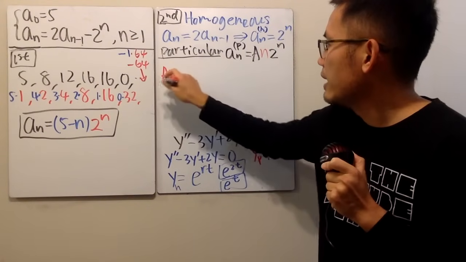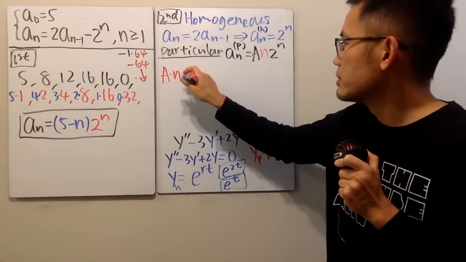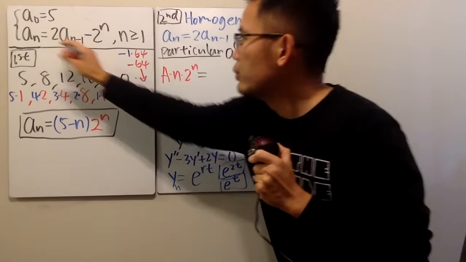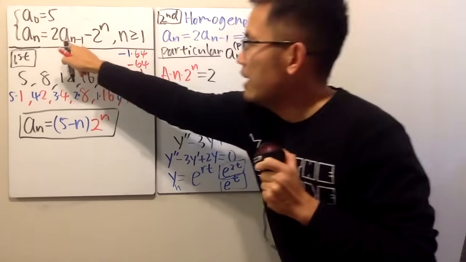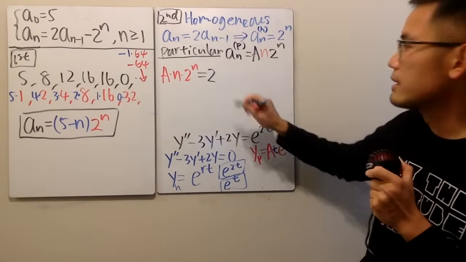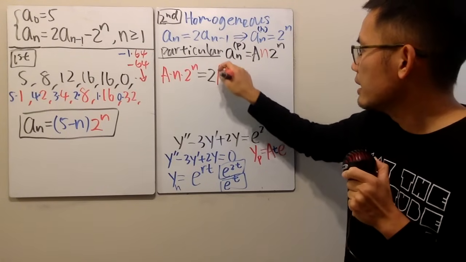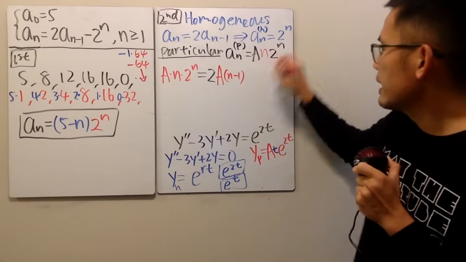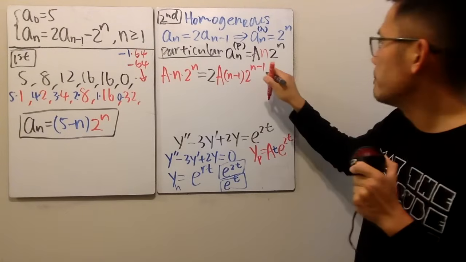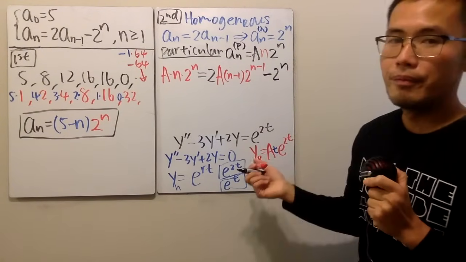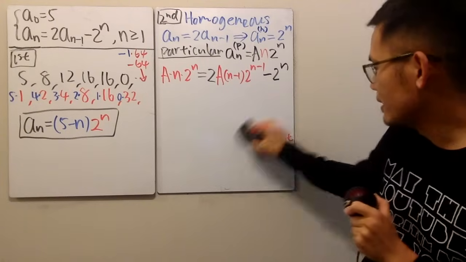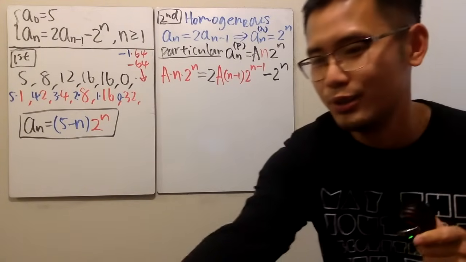We have capital A times n and then times 2 to the n. And that should be equal to, we have a 2 right here, and then a sub n minus 1. Well, this will become n minus 1, likewise for that. So we have A and then n minus 1 and then 2 to the n minus 1. And lastly, we have the minus 2 to the nth power. And now we just have to focus on how to solve for capital A. And bye-bye differential equation. I'll see you guys soon.